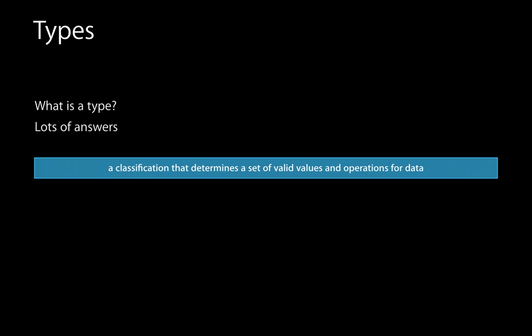I'm going to go with the idea that a type is a classification that tells me, given some data, how can I expect that data to be represented? How can I expect to be interacting with that data?